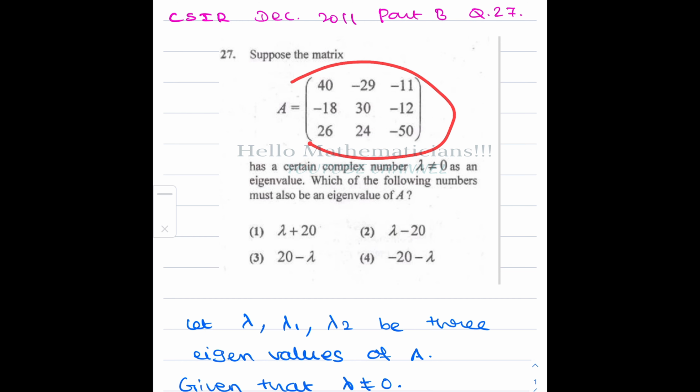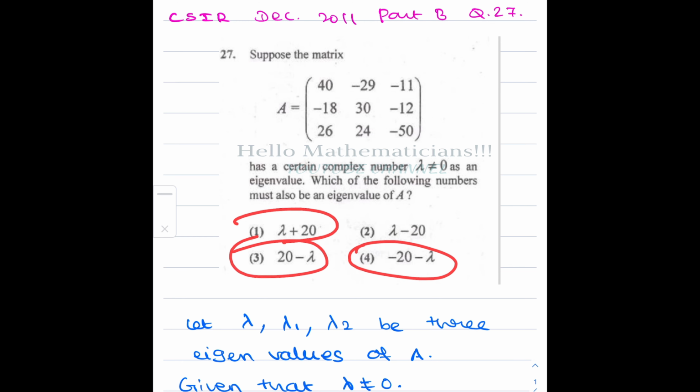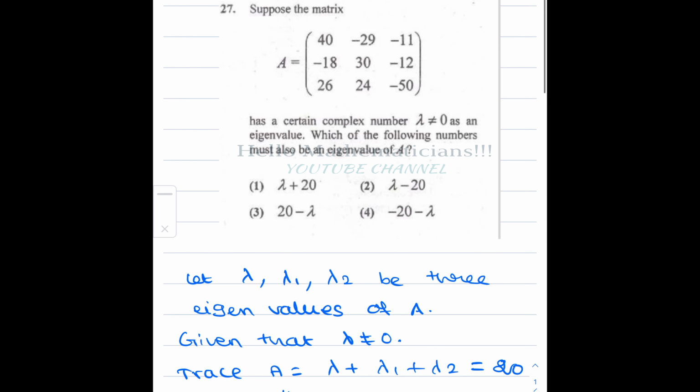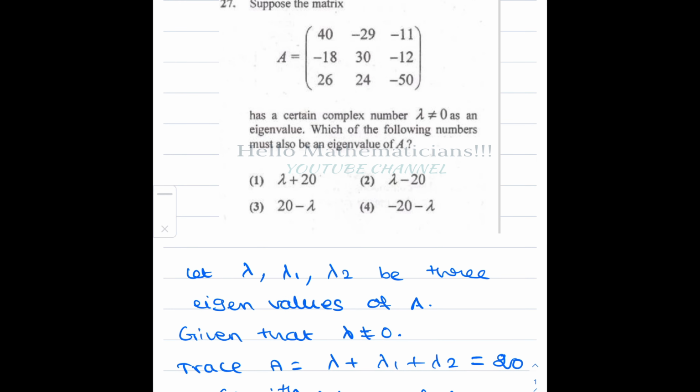So lambda is an eigenvalue of A is given, and it is also given lambda is not equal to 0. It is a 3 by 3 matrix, so it will have three eigenvalues. One eigenvalue is known, so there will be other two eigenvalues. They are asking among these four options which one of them will be an eigenvalue. So the question is very simple to understand. Let's see how to proceed.